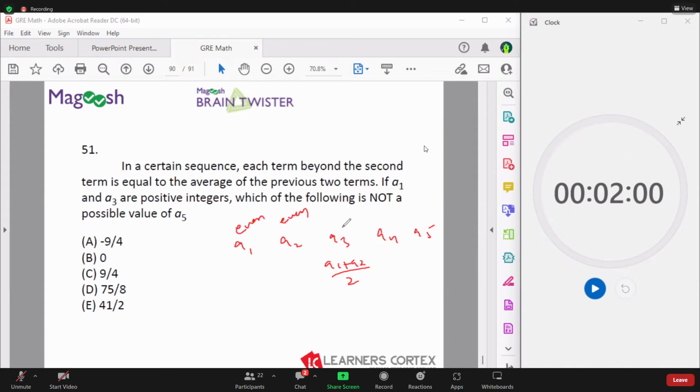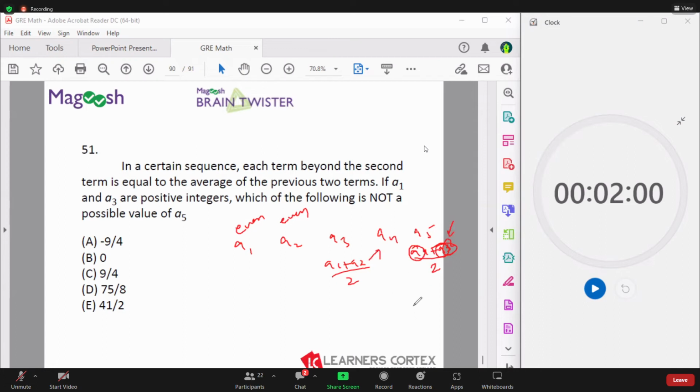A5 is equal to (A3 plus A4) by 2. And we substitute A1 and A2 for A3 and A4 from the first equation. A3 is equal to (A1 plus A2) by 2. For A3, we substitute that, and then from that, we find A4 in terms of A1 and A2. So we substitute the values of A3 and A4 in terms of A1 and A2.